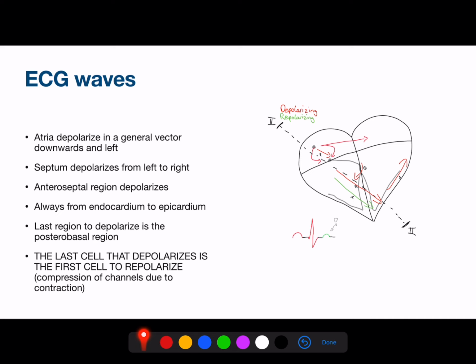So now you maybe think, okay, the last cell that depolarizes is the first cell to repolarize, so normally the vector should go like this, in the opposite direction, so it should be negative. Generally, it's a good idea, but you have to remember that the repolarization is negative and the depolarization is positive. So when there's a negative repolarization in this direction, so negative to negative, that gives positive. So we have the T wave, which is positive.